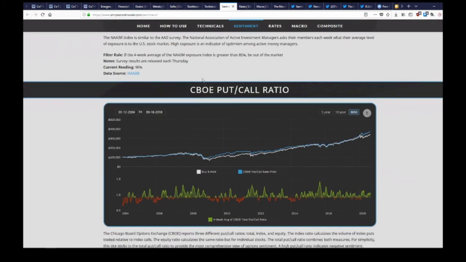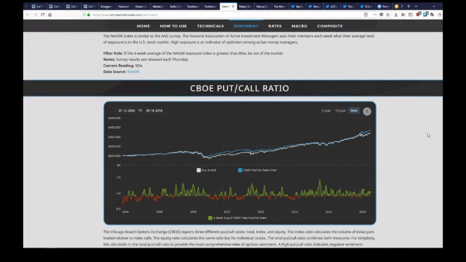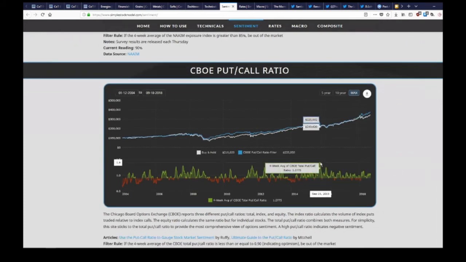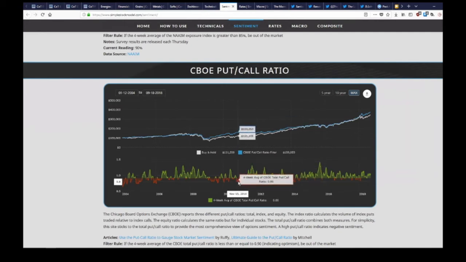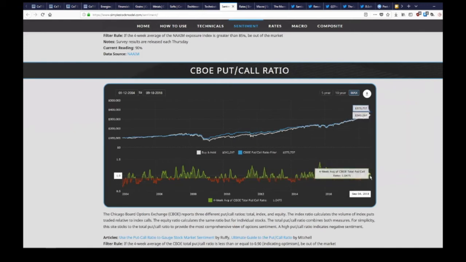But anyways, here's another sentiment survey. This is a put call ratio. In fact, this is the total put call ratio. And we can see that when it's up here, this would mean that people would be buying a lot of puts relative to calls. People are freaking out. If it's down here, that means not a lot of interest in puts relative to calls. So people are complacent. And you can see that this is sort of like the others, where it's in the middle of its range. And so nothing really to write home about on that.